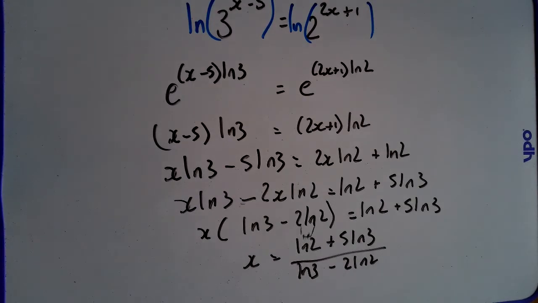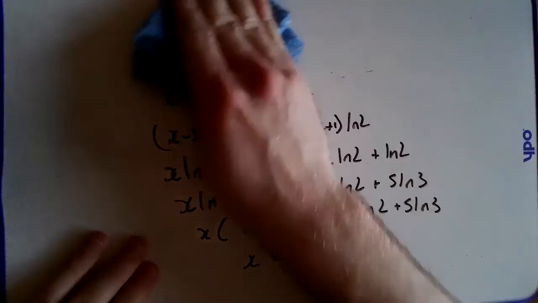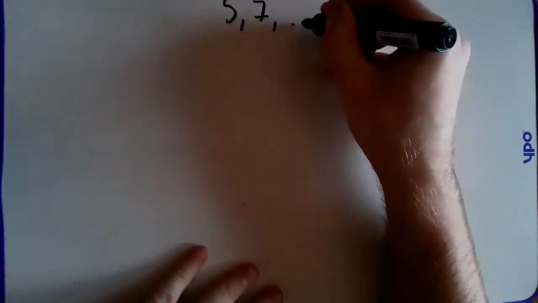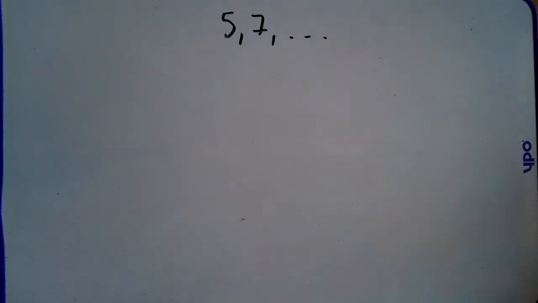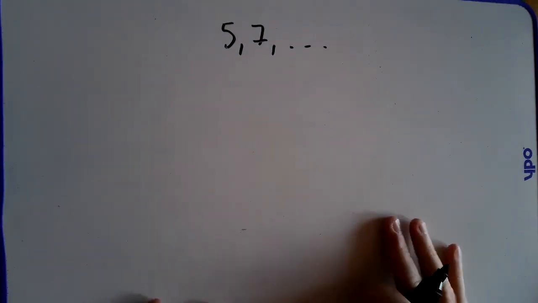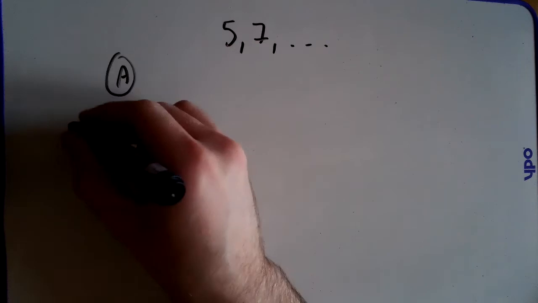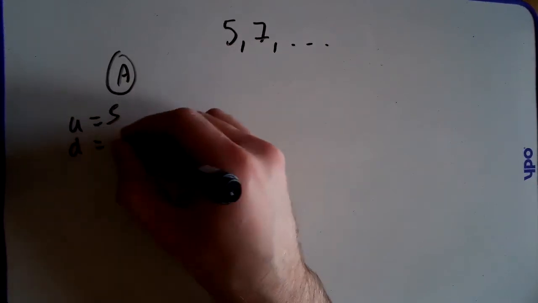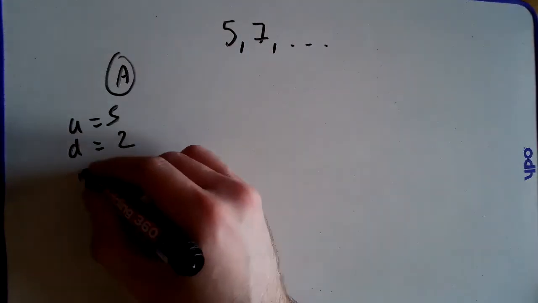Okay. Fourth one. The sequence starts 5, 7, and says 2 parts. Find sum of the first 10 terms if it's arithmetic. So if it's arithmetic, then A is 5, D is 2, it's going in 2s, and N is 10.